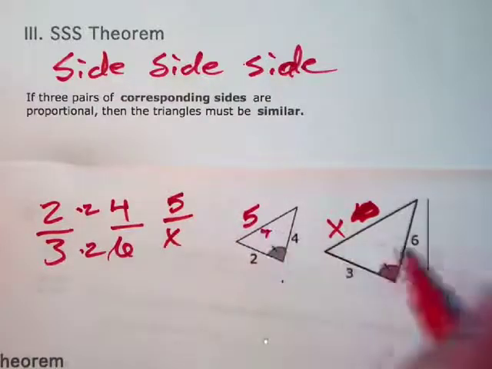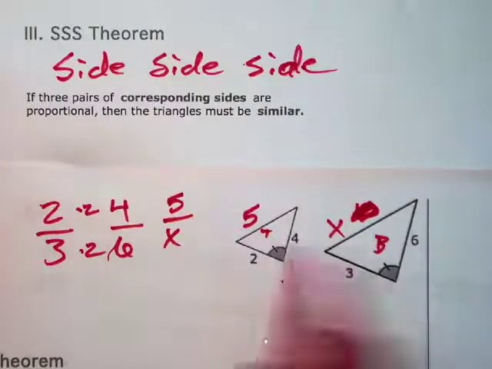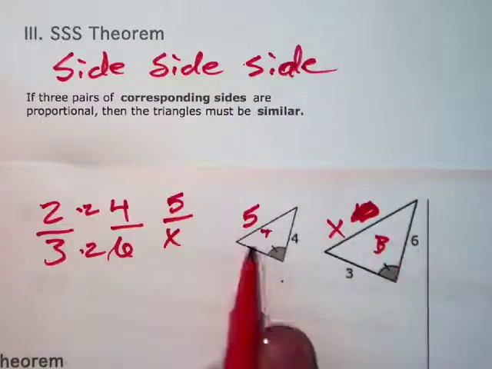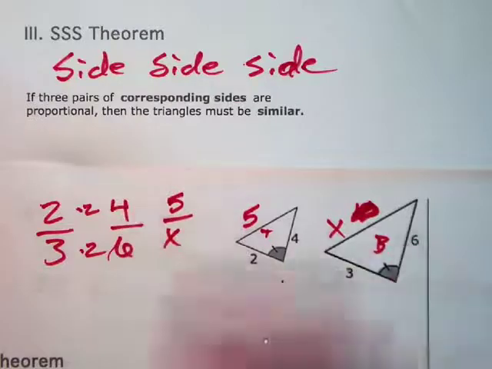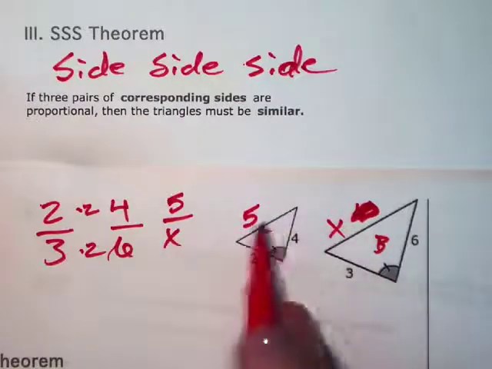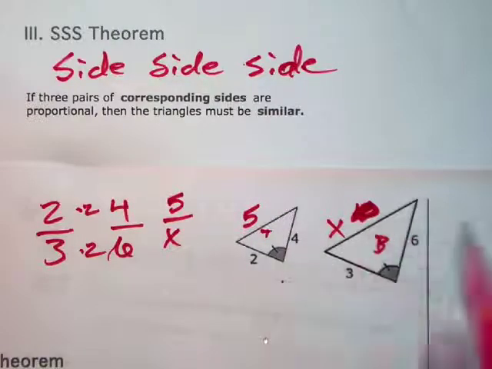Again, top, bottom. You always want to make sure you keep the ratios the same. One triangle is always on top, one triangle is always on bottom. And again, you could do 5 to 4 and x to 6, but there's lots of ways to do math. This is just the way I find it easy.